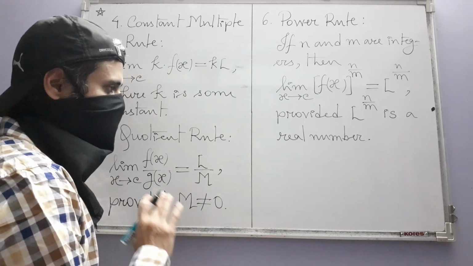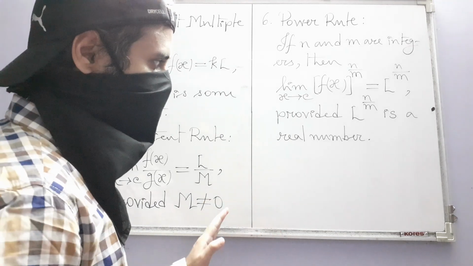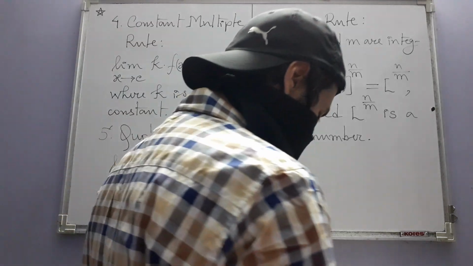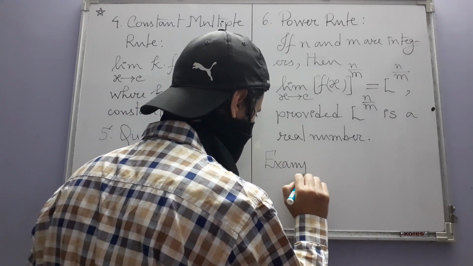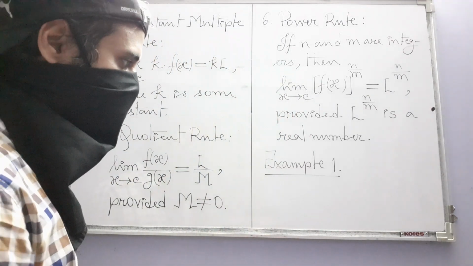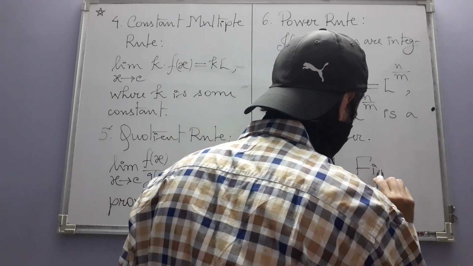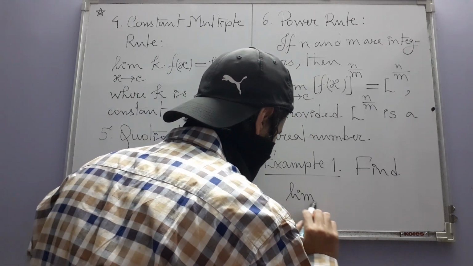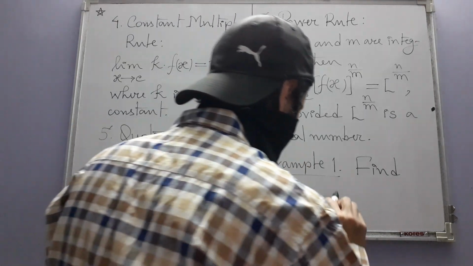Now, the proofs of these things are not what we are aiming at. Our main aim is to be able to apply these things to calculate actual limits. Okay, so let's see the first example, where we are going to apply these rules to calculate this limit. So it is presented as a question itself. Find the limit of this rational function.